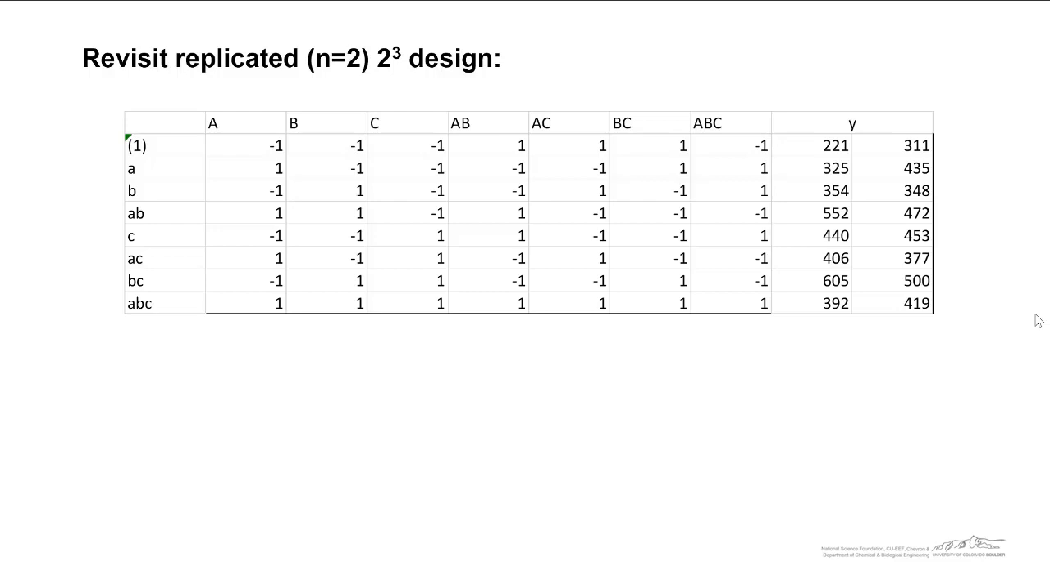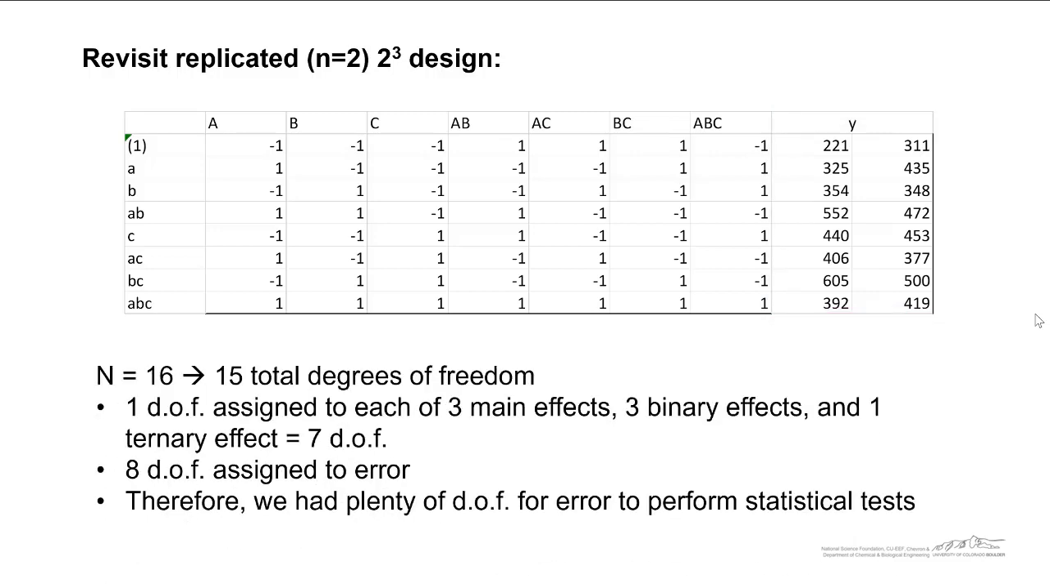This was a replicated design. We had n equals 2. In other words, for each of the treatment combinations, we obtained 2 responses or experimental observations over here on the right. For this, we have a total number of observations of 16. The total degrees of freedom is always capital N minus 1. That would give us 15 total degrees of freedom.